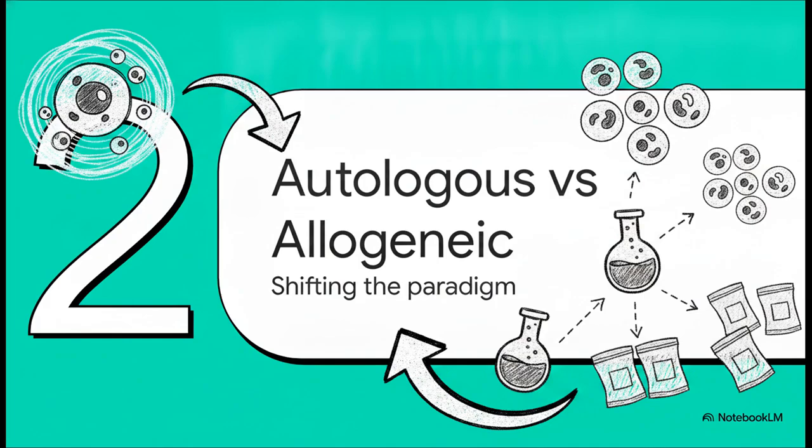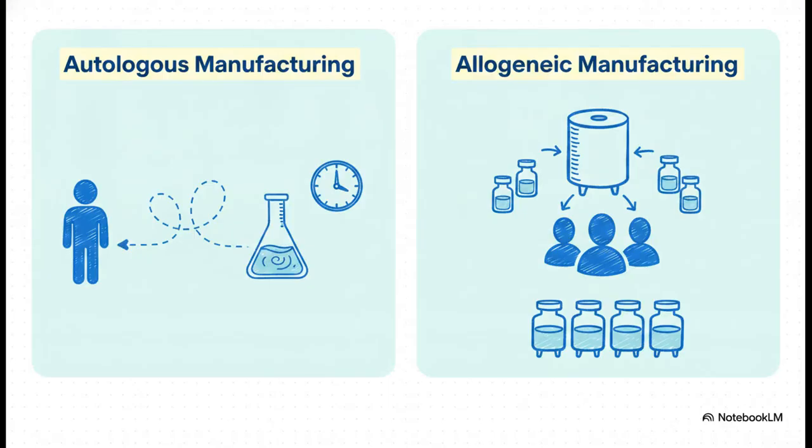Moving right along to Section 2, autologous versus allogeneic. The production paradigm completely shifts depending on who the therapy is actually for. So the real game changer here is the contrast in scale and scheduling. For autologous manufacturing, it's completely patient-specific. We're talking strict vein-to-vein scheduling with potentially highly variable patient-driven demand. And this is where the human stakes literally come into play. A delay here can directly mean a waiting patient misses their treatment window. It is an intensely personal manufacturing chain.